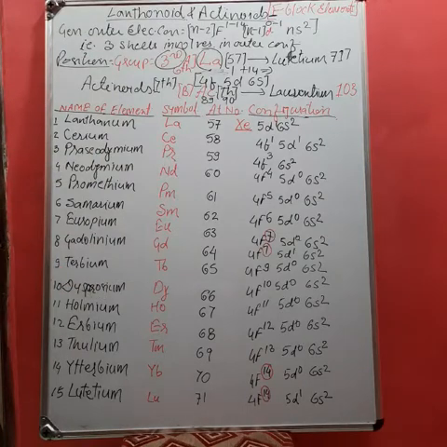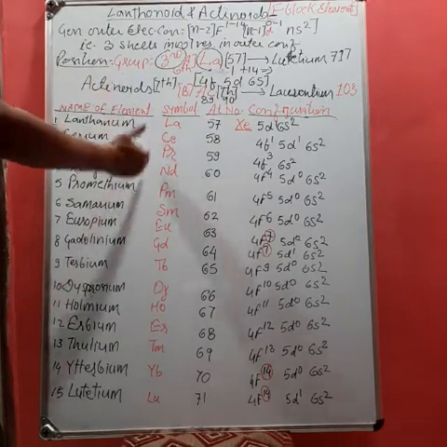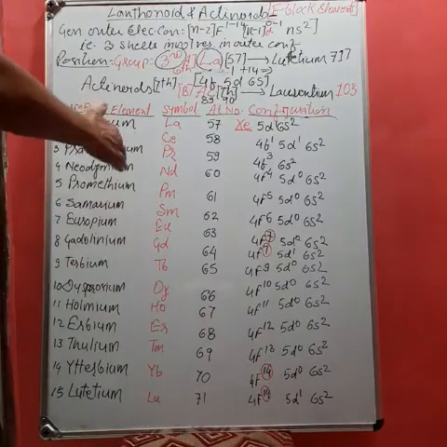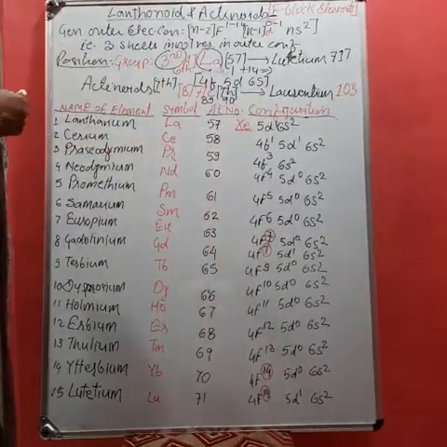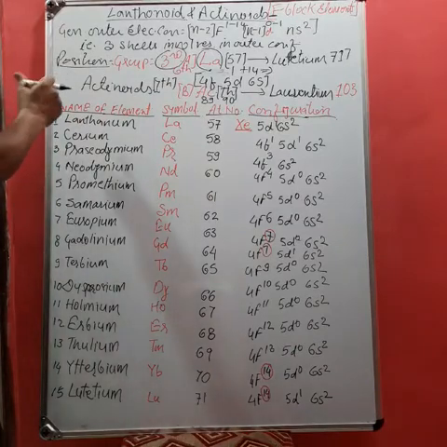Now, the assignment for you: as I have written the names of elements, their symbols, atomic numbers and configurations, but these are only of lanthanides.